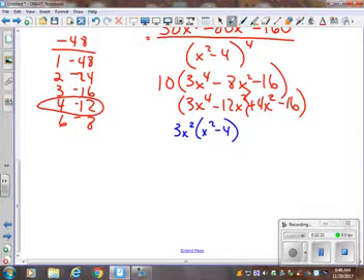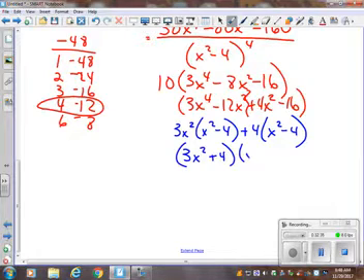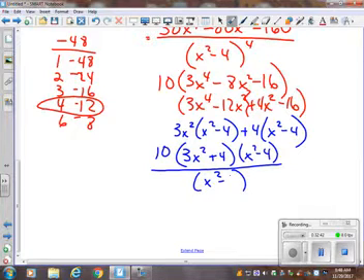Oh, wow. And then over here, what can I take out? A 4? And that'll leave me with x squared minus 4, so at least we know we're doing it right. 3x squared plus 4 and x squared minus 4. And there was already a 10 in front of that. And it's over x squared minus 4 to the 4th.